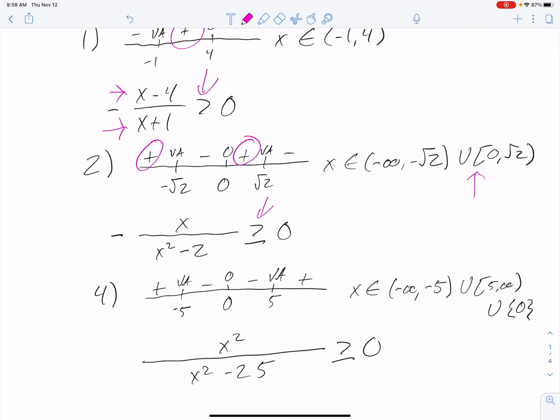And then I look, since I have a 0 at 0, I have an x in my numerator. The negative root 2 and positive root 2 means that I must have had an x squared minus 2 in my denominator.